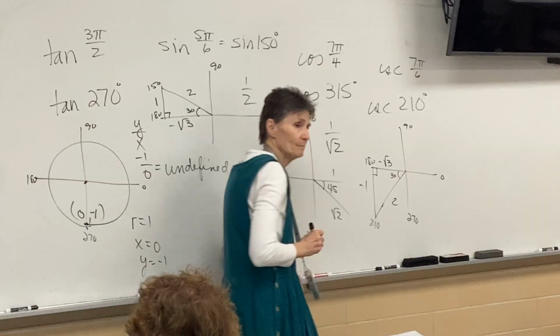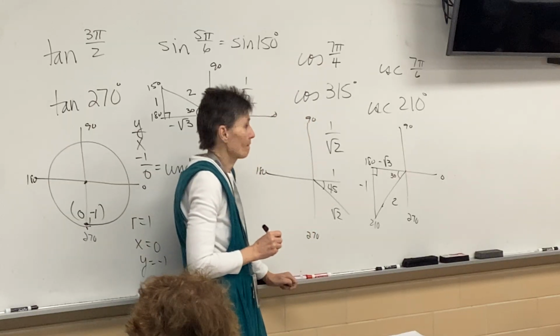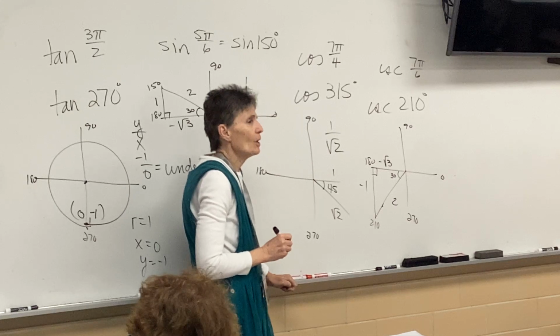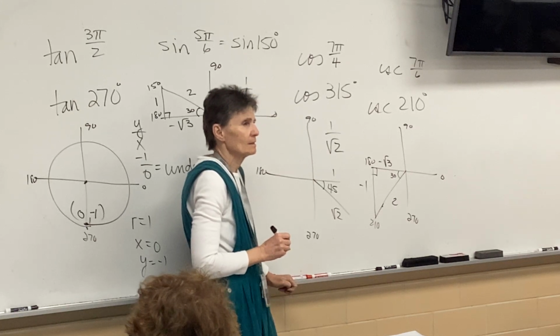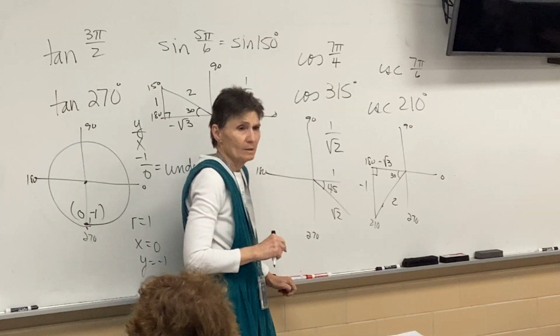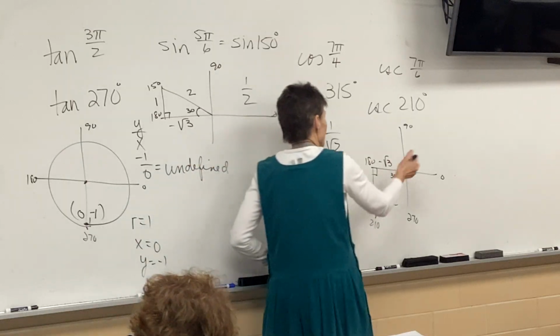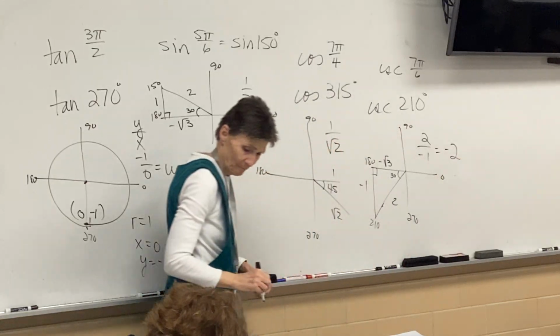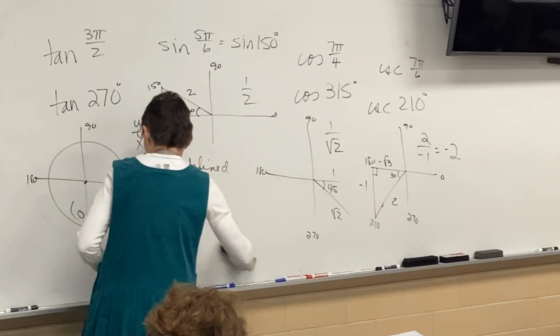Negative, negative. Cosecant. Reciprocal of sine. So it's hypotenuse over opposite. I got -2 as my answer. Did you?